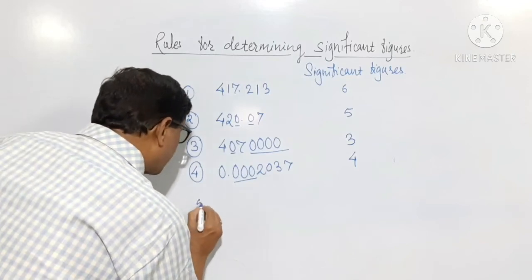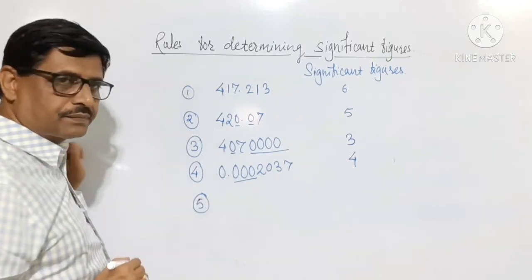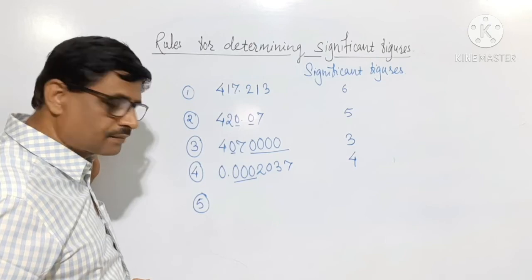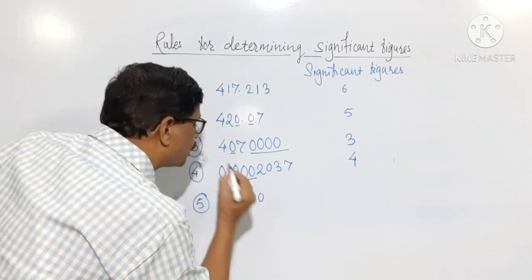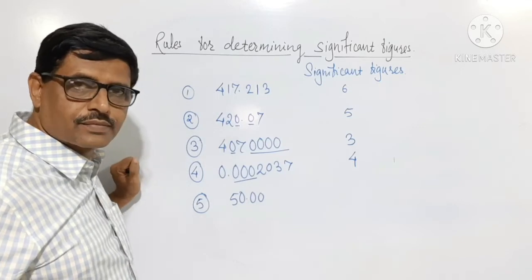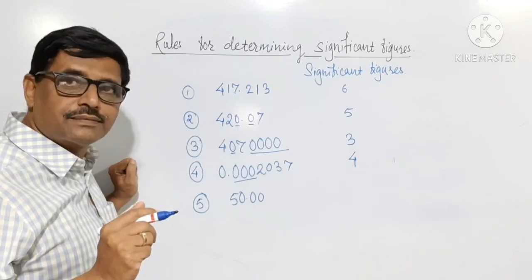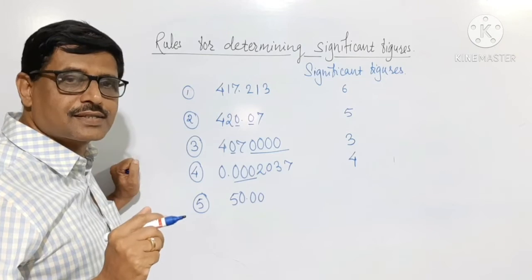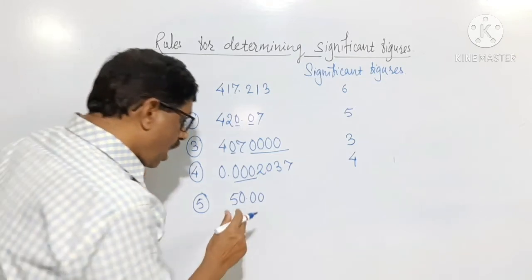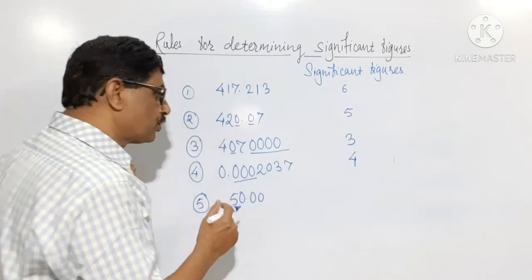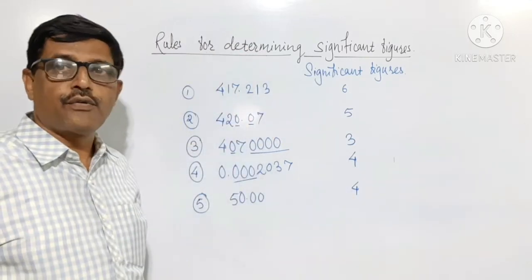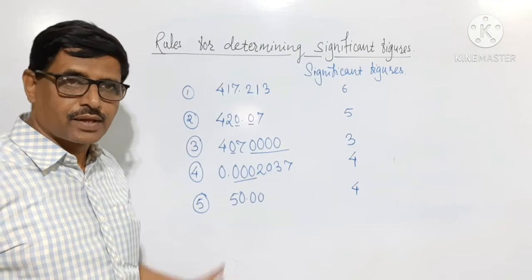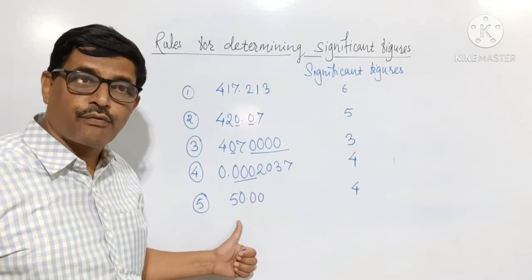If the measurement is of this type, 50.00, then in this case all zeros and non-zeros are significant, and therefore significant figure is 4. Significant figure is 4.